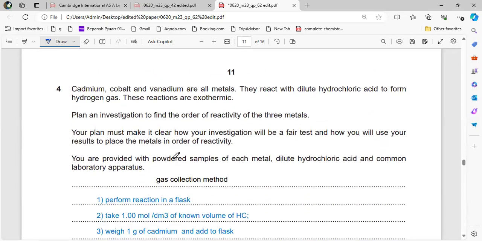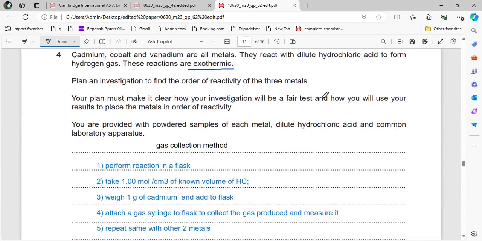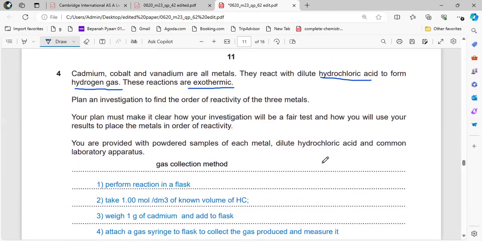Next, plan an investigation question. Cadmium, cobalt, and vanadium are all metals. They react with dilute hydrochloric acid to form hydrogen gas. These reactions are exothermic. Now, in the question, they are giving you some hints. The first hint is that this is exothermic in nature, and they all are reacting with dilute hydrochloric acid. And hydrogen is being formed here. So, these are the three hints which you already have in the question.